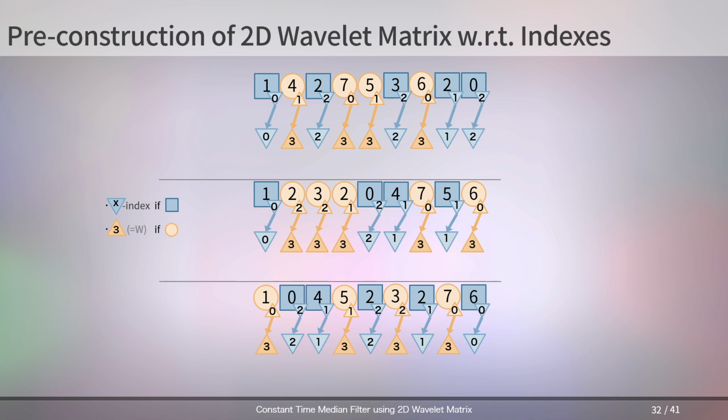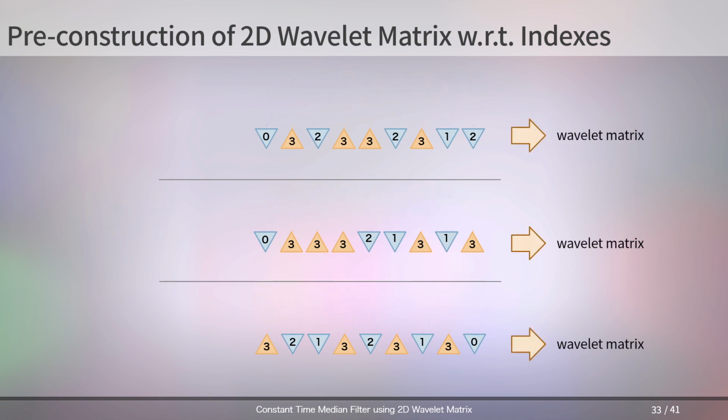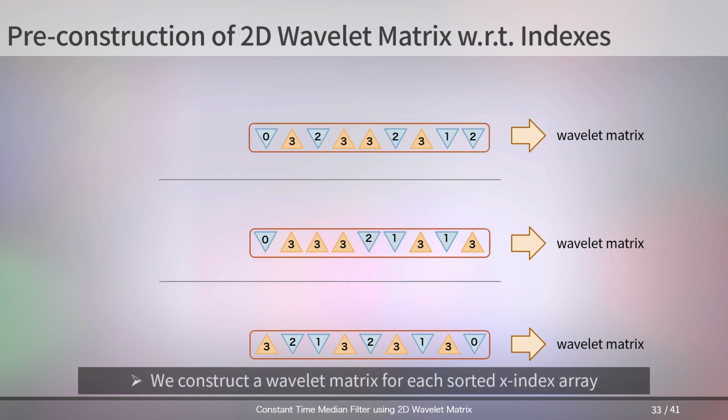When we construct a 1D wavelet matrix from this sequence of numbers and keep it, the 2D wavelet matrix uses this sequence of numbers to answer queries.